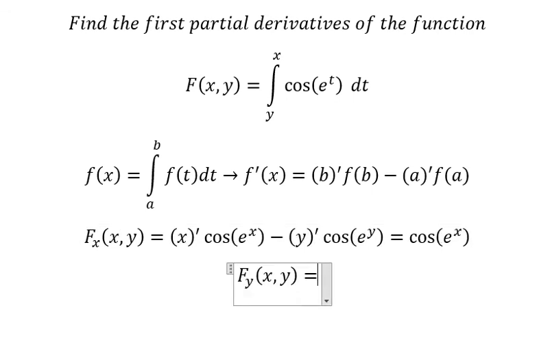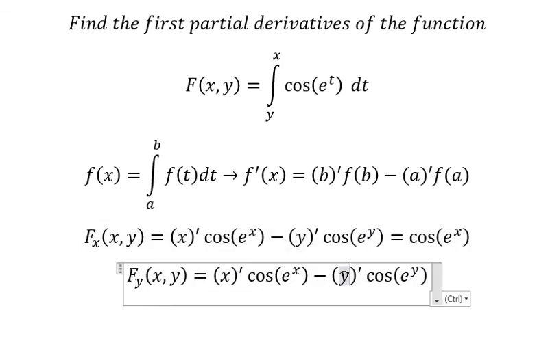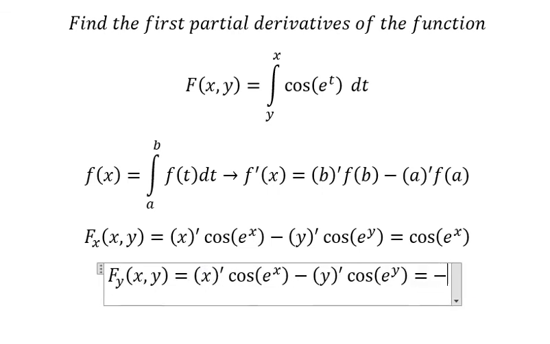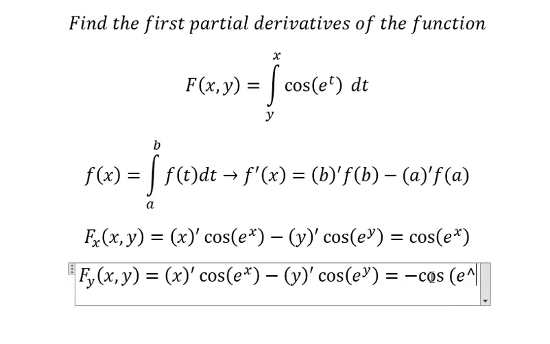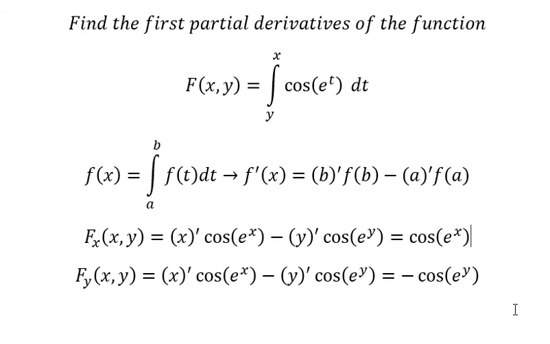And the second one, we do the same technique, but this one for y. So this one we have number 1. This one you got 0. So we have negative cosine of e to the power of y. And that is the final answer.